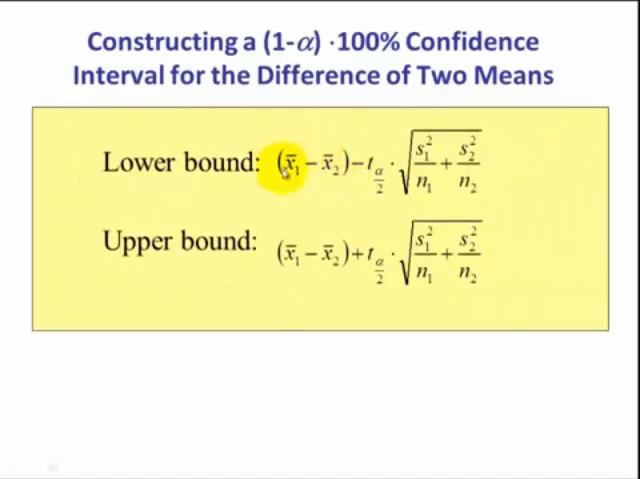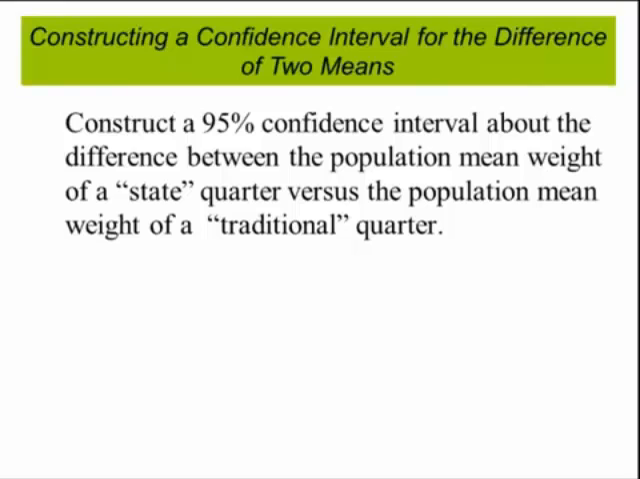We have our point estimate here for the difference, plus and minus t alpha divided by 2 times our standard error for the difference. So this is the confidence interval for the difference of two means. Let's look at an example.